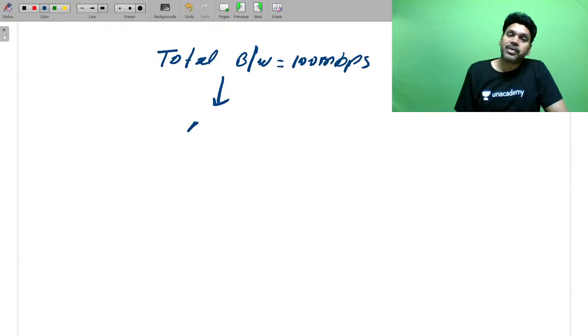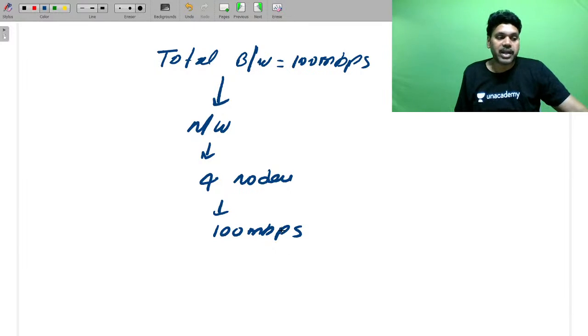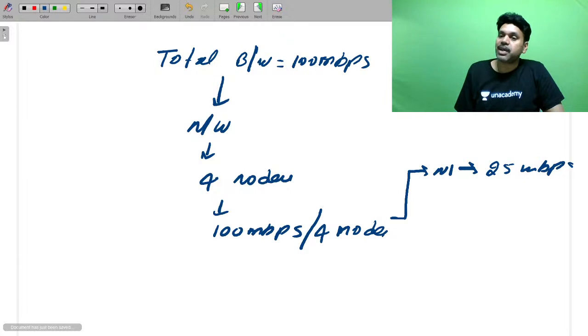And in my network, I have got 4 nodes. So I need to equally distribute them. So your 100 Mbps is equally distributed among 4 nodes. Then everybody is going to get a frequency. Station 1 got one frequency, which is a capacity of 25 Mbps.